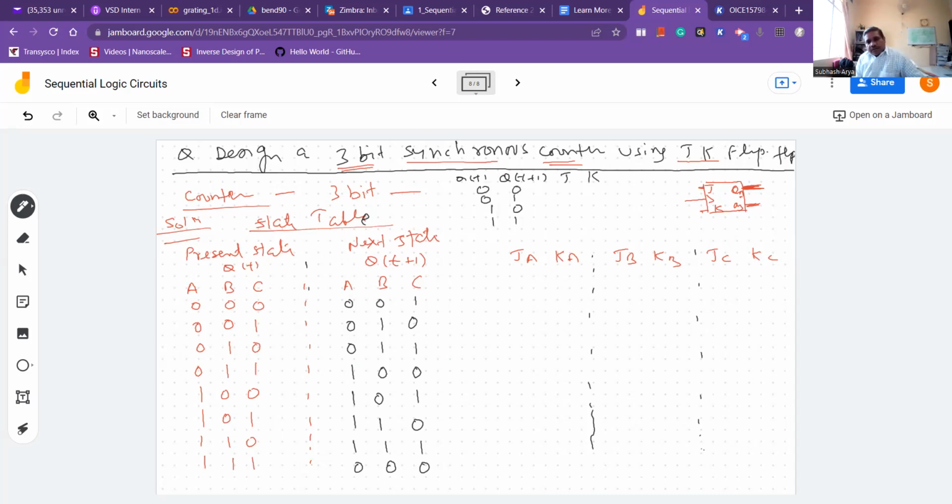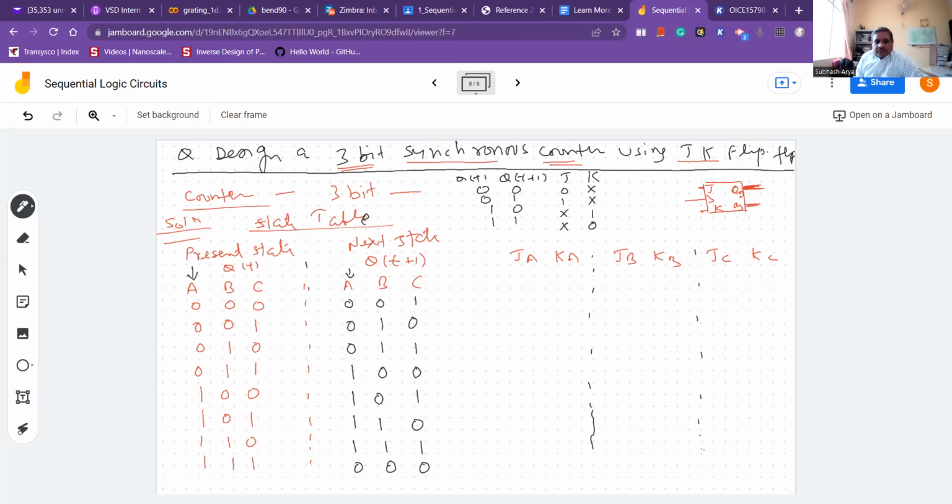So this excitation table of the JK flip flop is: for 0, 0, it is 0 cross; 0, 1, 1 cross; 1, 0, cross 1; and 1, 1, cross 0. So this is the excitation table of the JK flip flop. This we have to refer to while filling the input information. So consider these two, QA of t and QA of t plus 1, because this is the present state of the flip flop A.